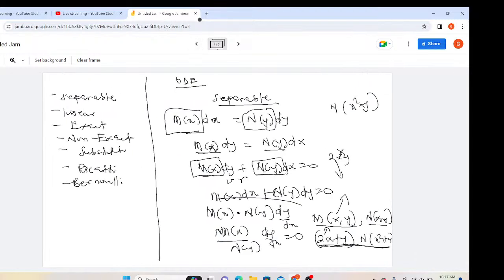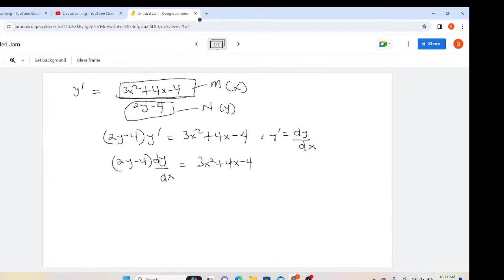Let's go back and see something here. M(x) dx equals N(y) dy. We'll separate them. You have our 2y minus 4 dy being equal to 3x squared plus 4x minus 4 dx. So we've now separated our y from our x. Now we're going to find the solution to this differential equation.